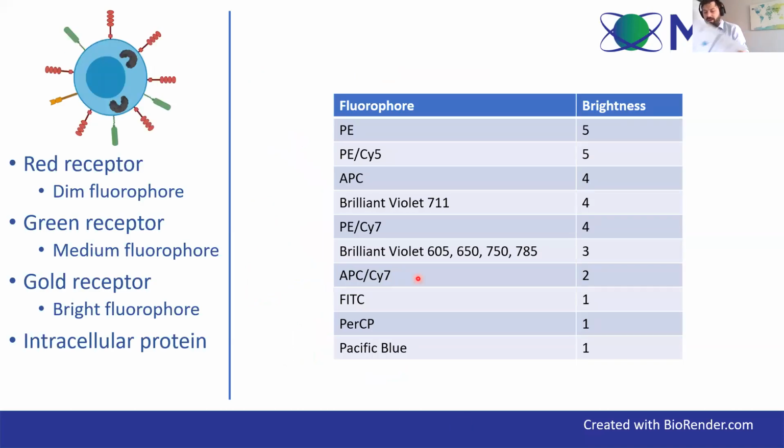So if we go back to our cell and our fluorophore brightness index, we'll try and pick out some fluorophores for our now 4-color panel. But is there anything we need to take into account in particular because our 4th protein is now an intracellular protein and because we're fixing our cells? So the answer is yes. There are a couple of things we do need to take into account.